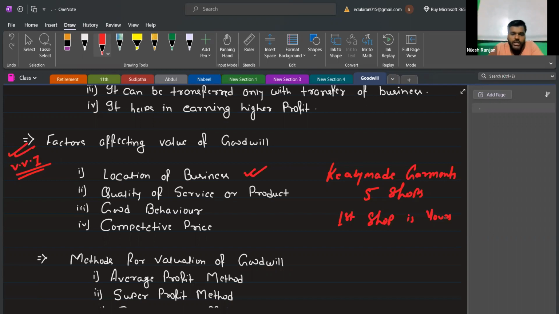The last one is competitive price. Sometimes we consider the price of the product also. If both products are the same and one person is selling it at 50 rupees and the other person is selling it at 45, then we will go to the shop which is selling it at 45. Yes or no?